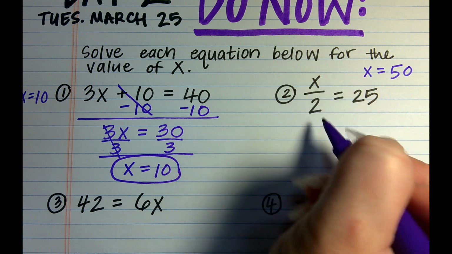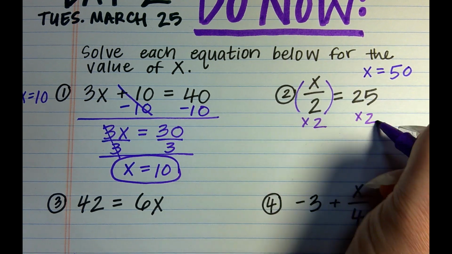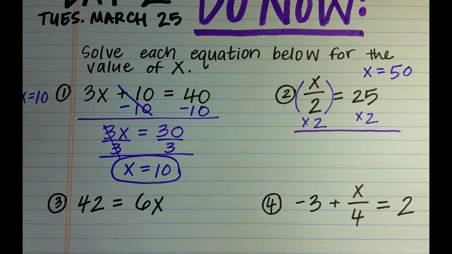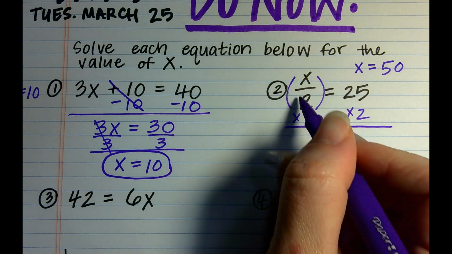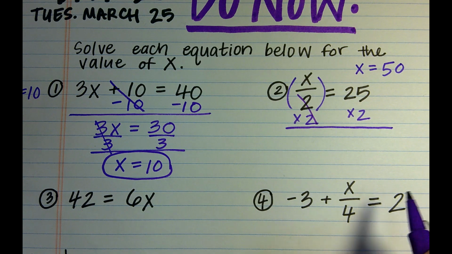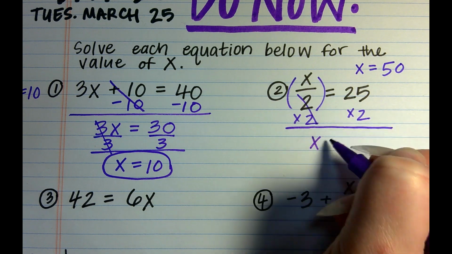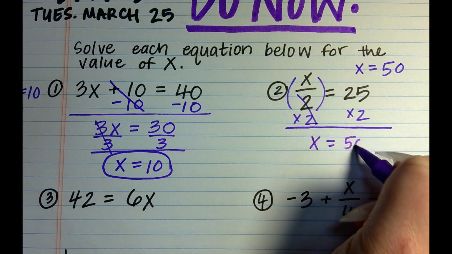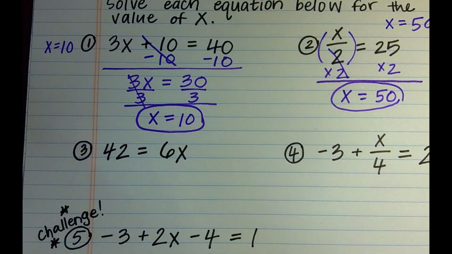Good. So I have x divided by 2. I want to multiply by 2 on both sides. And what happens over here? So the 2's cancel on the left. Perfect. And then 2 times 25 is 50. I'll bring down my x. 25 times 2 is 50. So x equals 50. Awesome. Wonderful. Okay, good. Let's look at number 3.